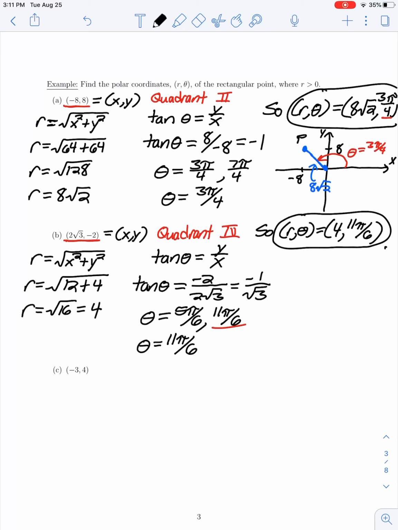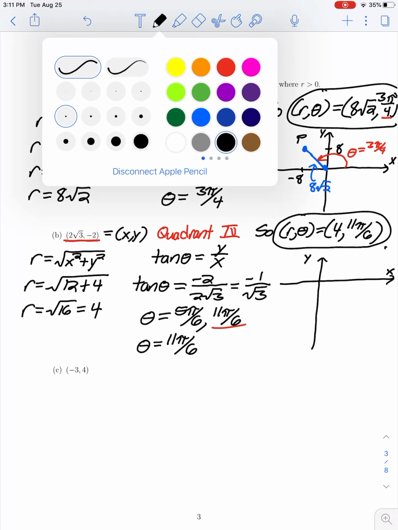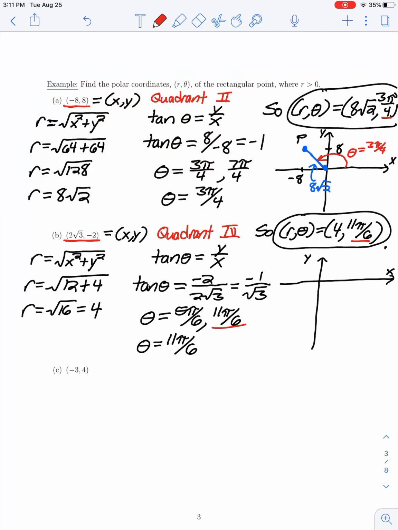And of course, we can verify that by plotting. So within our xy plane, we could represent this point in terms of polar coordinates by rotating by 11 pi over 6 radians in the counterclockwise direction. And then along the line determined by that angle from the pole or the origin, we would move outward 4 units.